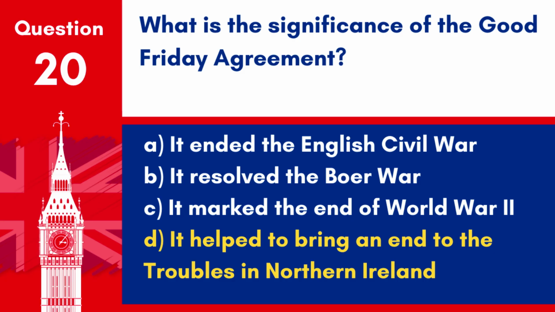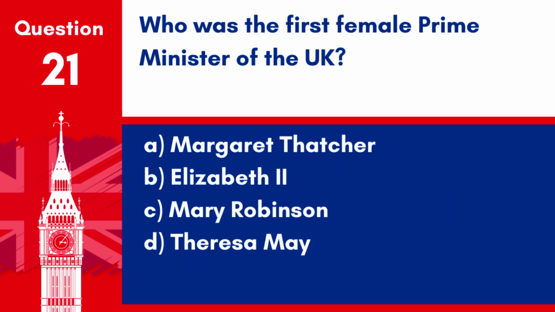The Good Friday Agreement, signed in 1998, was a major political development that helped to end the conflict known as the Troubles in Northern Ireland. Question 21. Who was the first female Prime Minister of the UK? A. Margaret Thatcher. B. Elizabeth II. C. Mary Robinson. D. Theresa May.